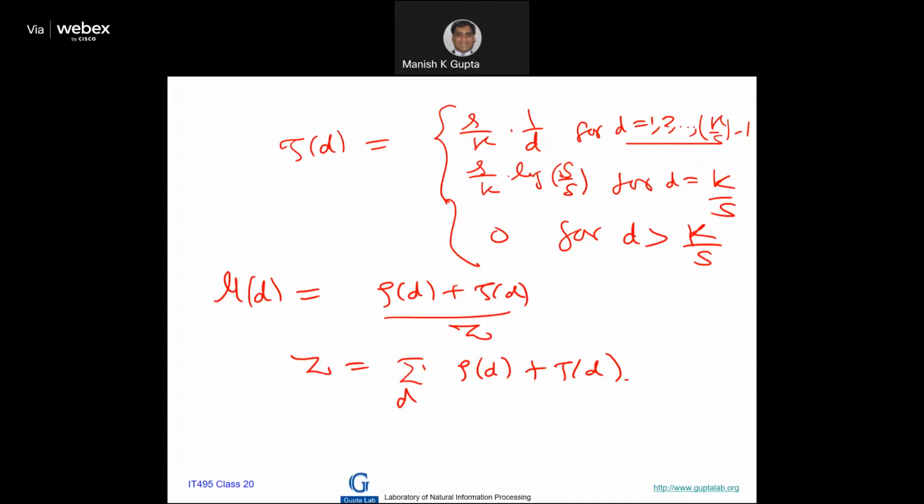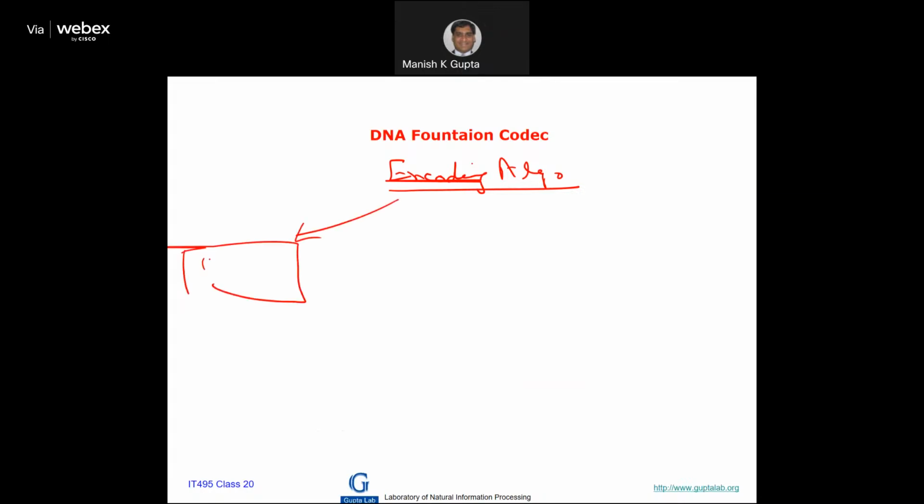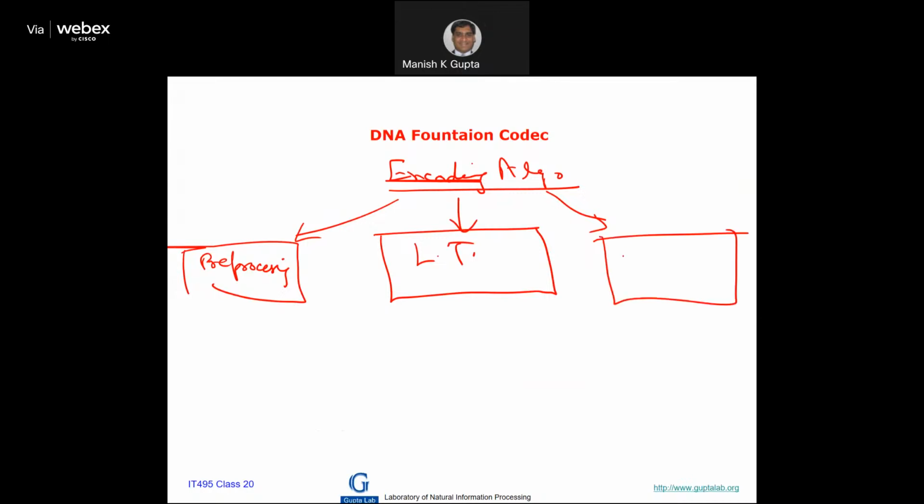At least now I should tell you how the encoding procedure works here for the DNA Fountain codes actually. So I should mention the encoding algorithm. There are three portions. First is pre-processing. Second is Luby transform. And third is screening.